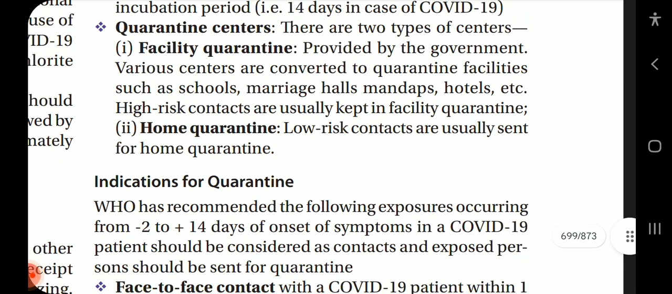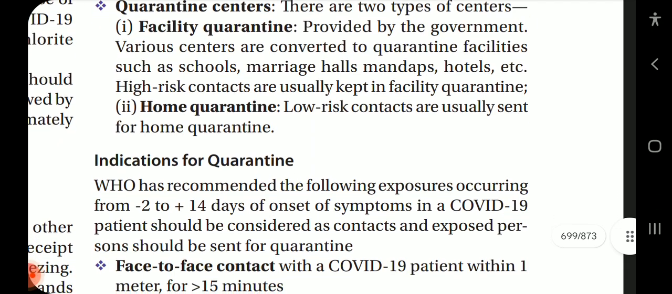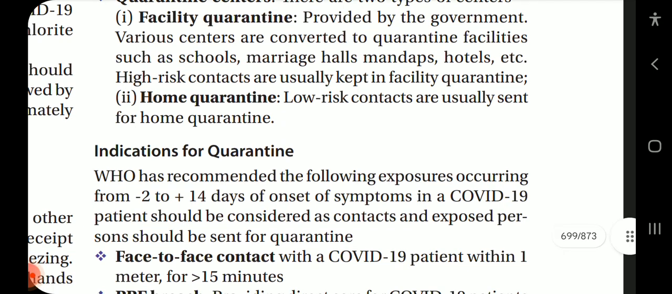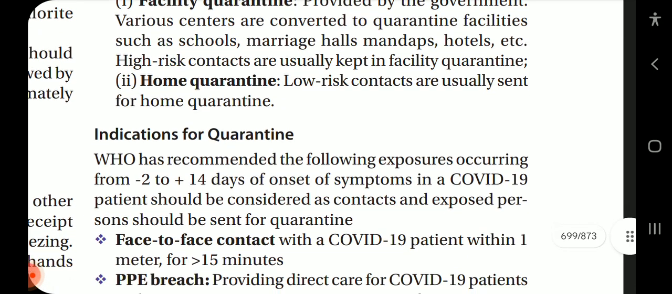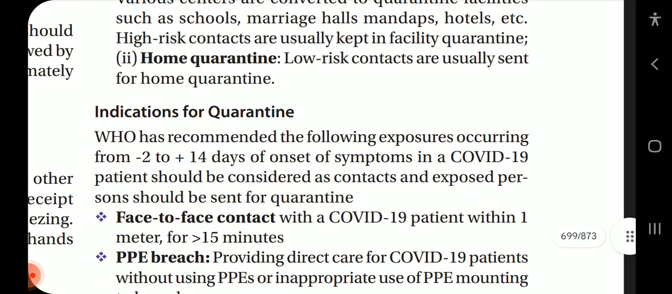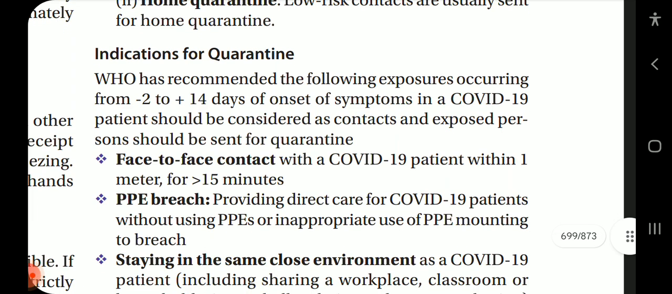Quarantine center. There are two types of centers: facility quarantine and home quarantine. Provided by the government are the facility center. Various centers are converted into quarantine facilities like schools, marriage halls, mandaps, hotels, etc. High risk contacts are usually kept in facility center. Low risk contacts are usually sent for home quarantine.